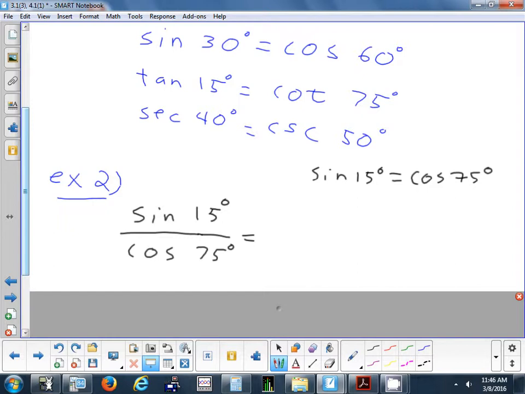So when you divide them, what would you get? 1. Okay, I have no idea what the sine of 15 is. I have no idea what the cosine of 75 is. But I know they're the same. And if you divide two things that are the same, you get 1. Okay. Now, what if they stuck a negative in front? Now the answer would be, just stick a negative in front, a -1.